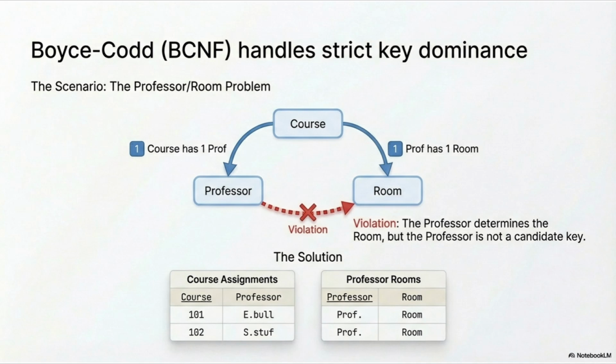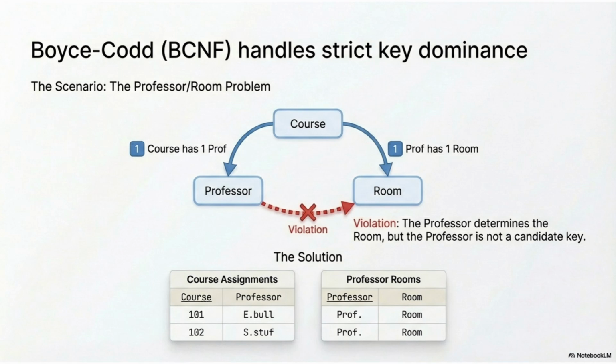It does. Now, in this table, let's say course is the primary key. The issue is professor. The professor determines the room. But is professor a key? No, professor's just a column. The course is the key. That is the violation right there. BCNF says every determinant must be a candidate key. If a column is going to dictate the value of another column, like professor dictating room, it must be unique enough to be a key itself.